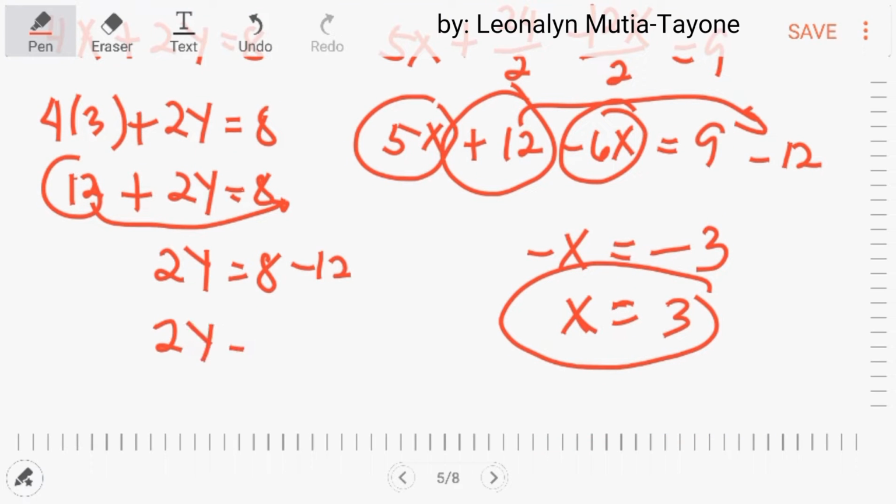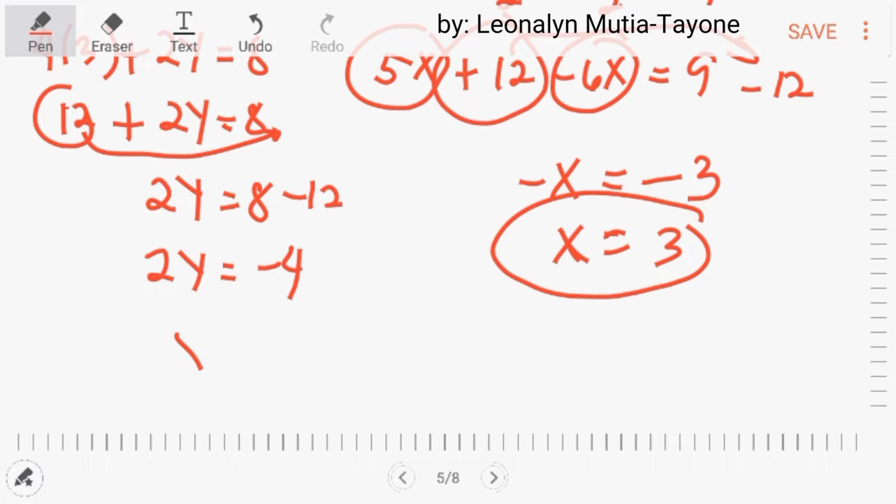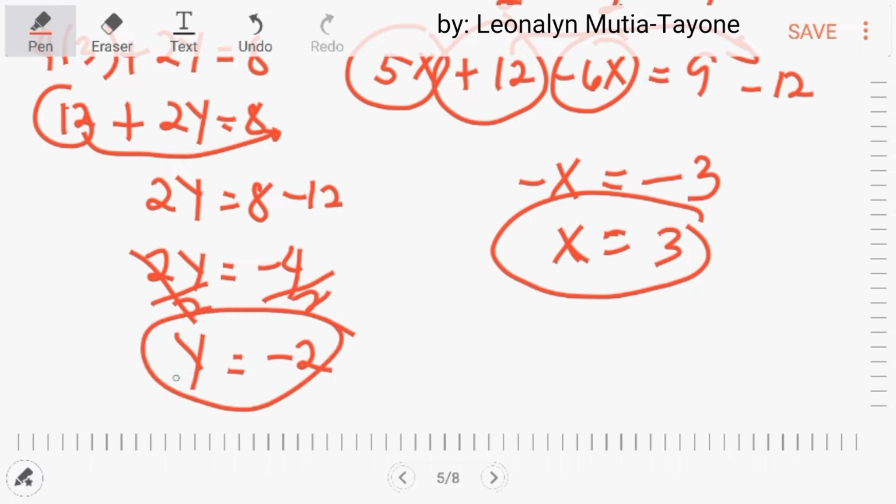So, 2y equals 8 minus 12, and that is negative 4. So, y equals, mag-divide tayo ng 2, makakancel out na dito. So, negative 4 divided by 2, and that is negative 2. So, y is equivalent to negative 2 and x is equivalent to 3.